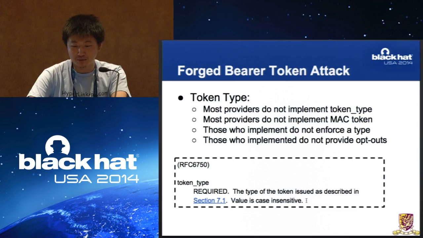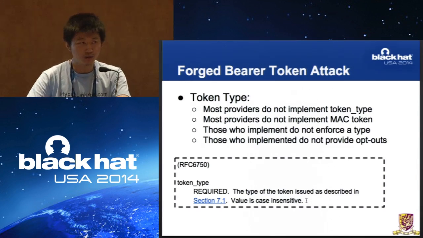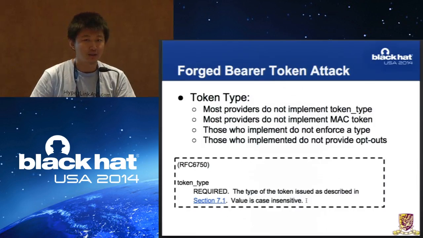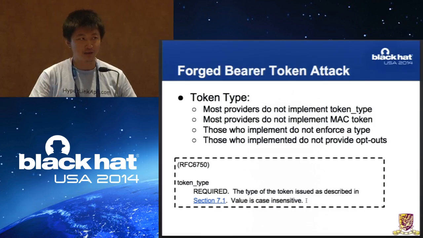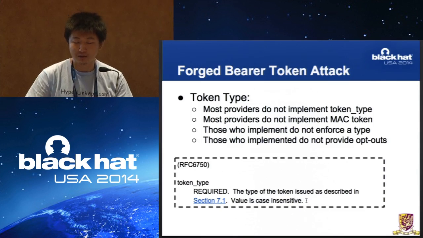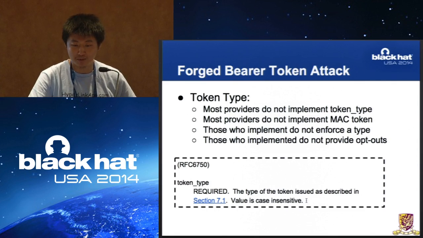And most providers do not implement MAC token at all. There are a few who implement it, however, they do not enforce a type. And for those who implement it, they also do not provide any opt-outs. Say the app developer is already aware that, okay, I need to use MAC token, I don't use implicit, I don't use the bearer token. However, the provider does not provide opt-outs. So as an attacker, you can obtain a token and use it in bearer token style. Then that makes the bearer token attack.